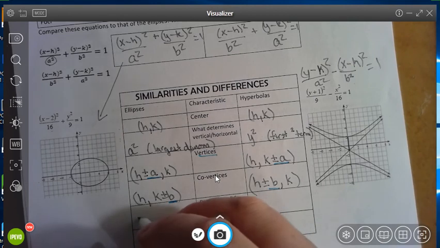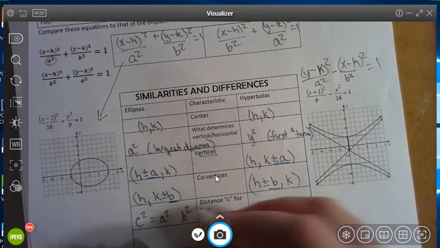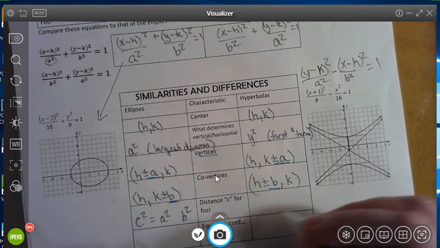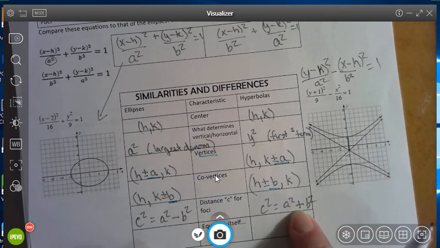Distance c for the foci. Well, this one, if you remember, is c squared equals a squared, c squared equals a squared b squared. Here's the difference. For an ellipse, this is a minus. That's why a squared always has to be the biggest number. Because if a squared was smaller, you would get a negative c, and we can't have a negative c. Over here, it's the opposite. It is a plus sign, which really is the Pythagorean theorem.